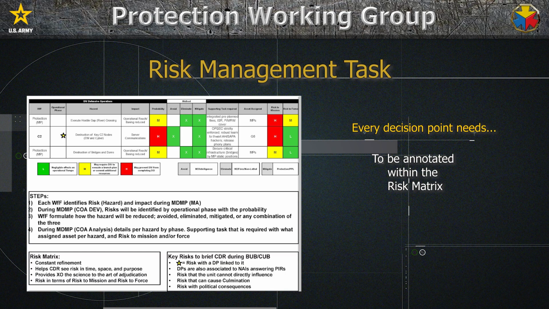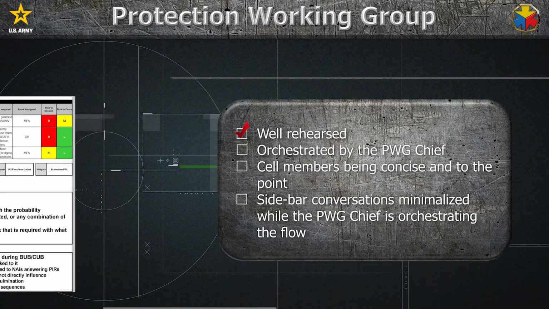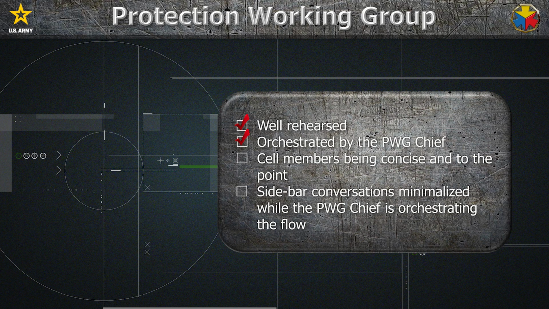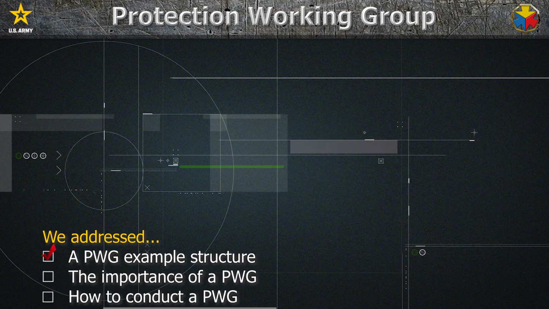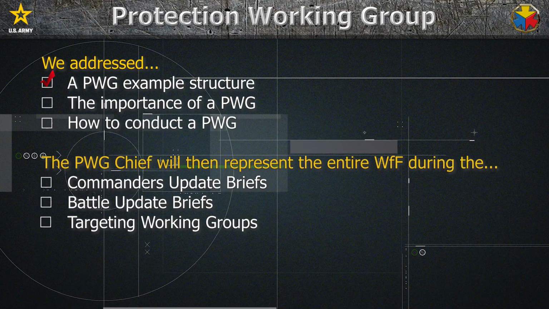This may seem like a lot to go over in less than an hour. A well-rehearsed meeting, orchestrated by the Protection Working Group Chief, with cell members being concise and to the point, and sidebar conversations minimized, while the Protection Working Group Chief is orchestrating the flow. An effective meeting will typically last 30 to 45 minutes. We addressed the Protection Working Group example structure, the importance, and how to conduct a Protection Working Group.